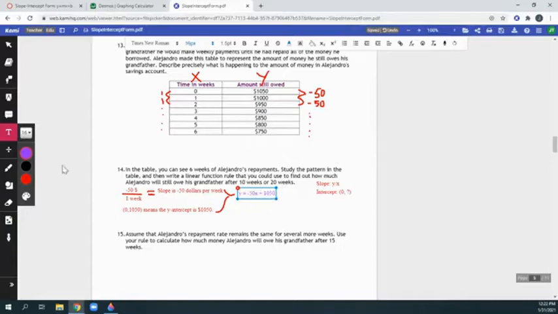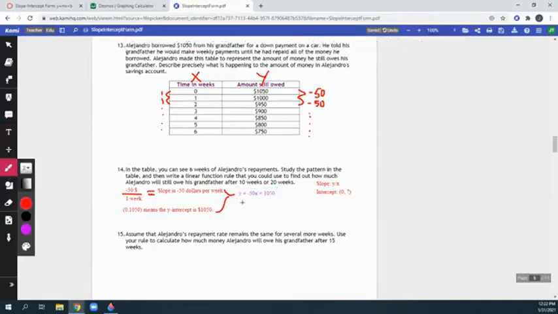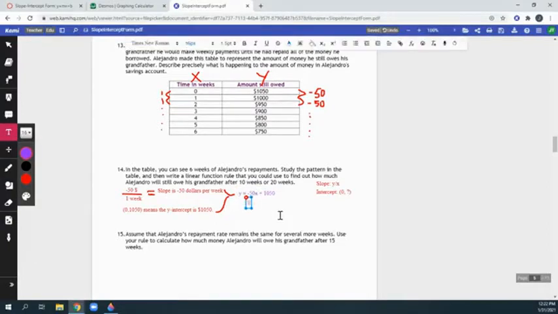So 10 weeks or 20 weeks, let's see what happens. Notice, I could keep going and find out. Or I could use this formula that I just created, this y equals mx plus b formula, to figure it out. So 10 weeks and 20 weeks, let's do it. 10 weeks.